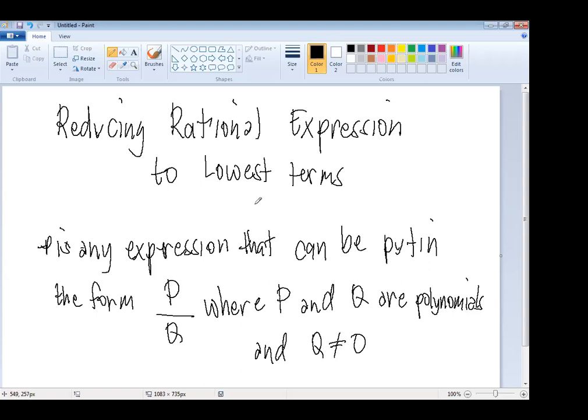So again, what is a rational expression? It's any expression that can be put in the form of P over Q, where P and Q are polynomials. So here we're going to discuss polynomials. If you are going to reduce a rational expression to lowest terms, you have to do factoring, or you have to do long division or synthetic division as well. Okay, so let's see some examples.